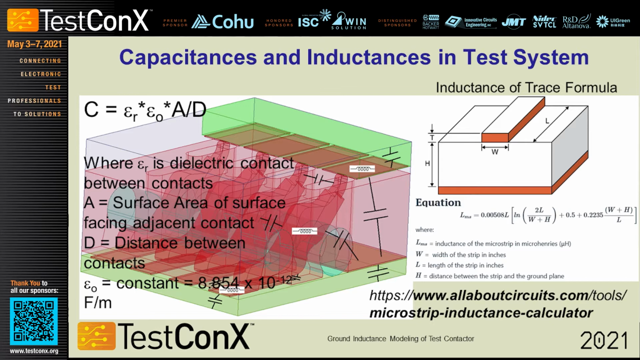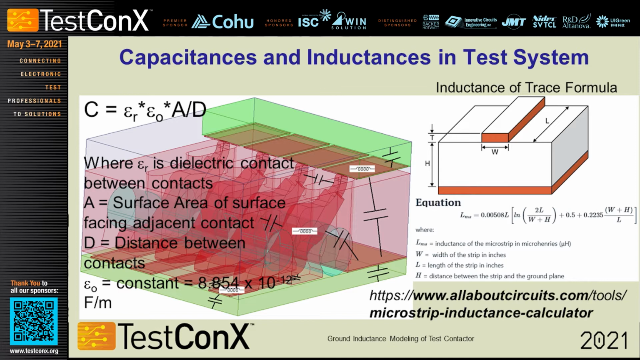On the left side is a picture of a contactor that shows all the elements where the inductances and capacitances are. If you look at a path, you'll have inductance on the load board, then a series inductance of the contact, and then an inductance of the pad. And the capacitances are anything that goes from metal surfaces to other metal surfaces.